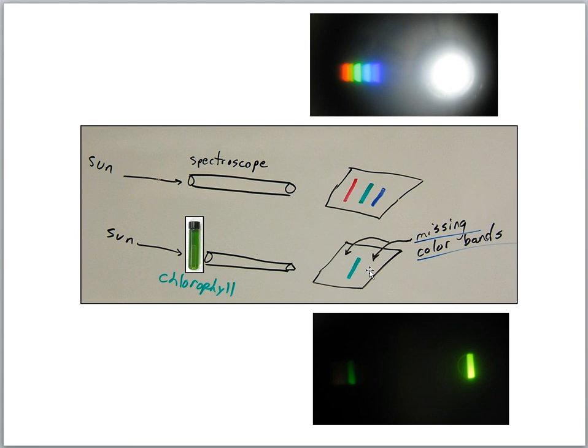Scientists explain this by saying what's happening is the chlorophyll molecules are absorbing the blues and the reds, but they're reflecting the greens. So the reflected green light can keep on moving through the spectroscope and end up in our eye as we look through the spectroscope. So what chlorophyll molecules do is apparently they absorb the blues and the reds preferentially. They do not absorb the greens.